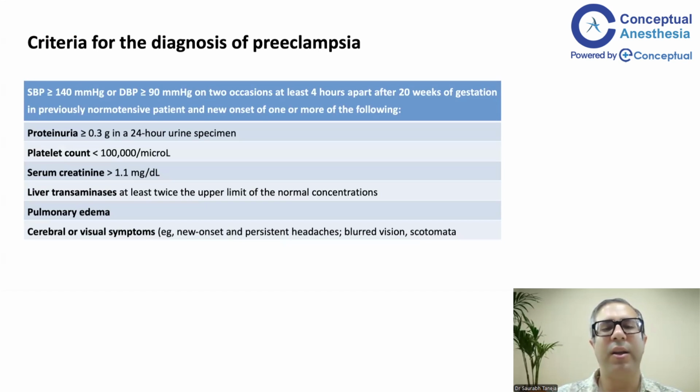And this should be followed by some organ dysfunction. So what do they call organ dysfunction? Either the patient has proteinuria, more than 0.3 gram in a 24-hour urine specimen, a platelet count of less than 1 lakh, a serum creatinine of more than 1.1, liver transaminases at least twice the upper limit of normal concentration, pulmonary edema, or cerebral or visual symptoms. So there should be hypertension and then one of the other things.